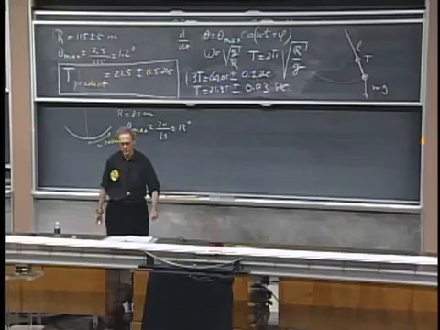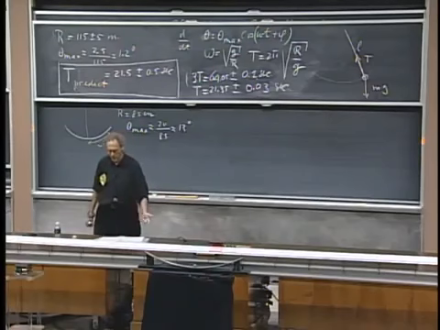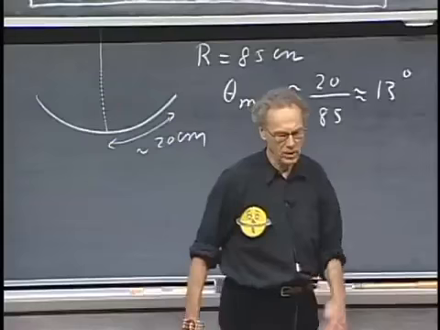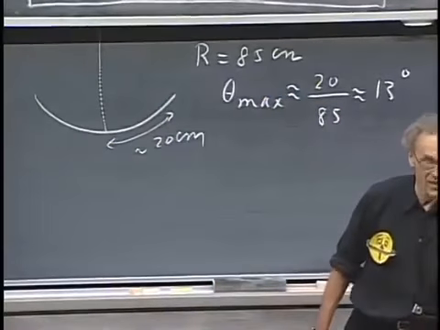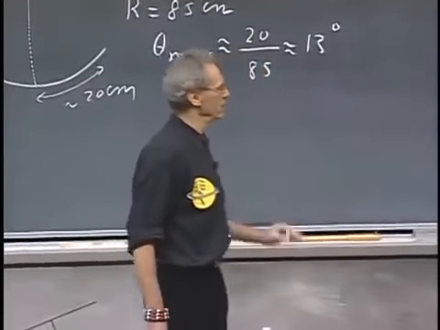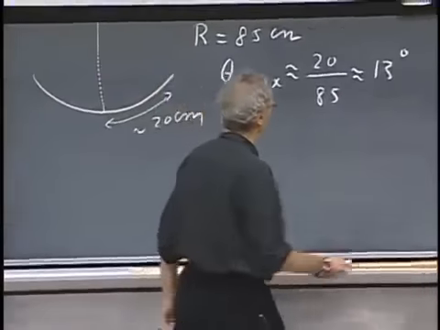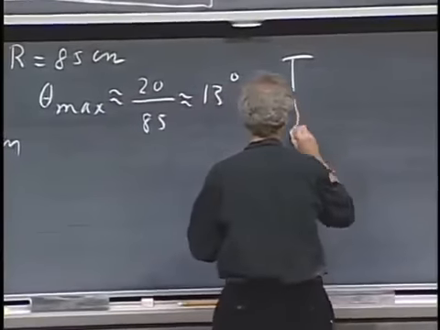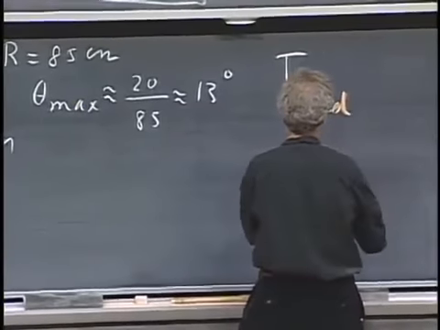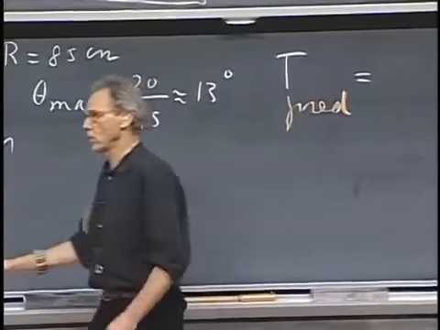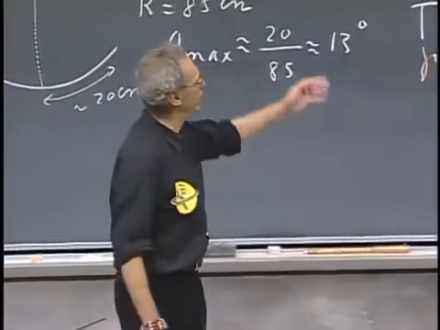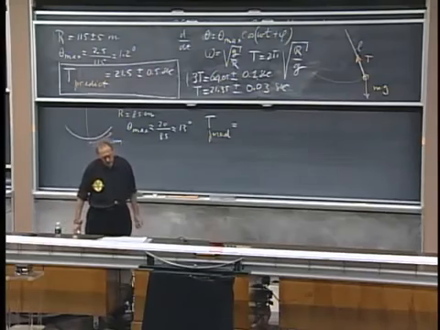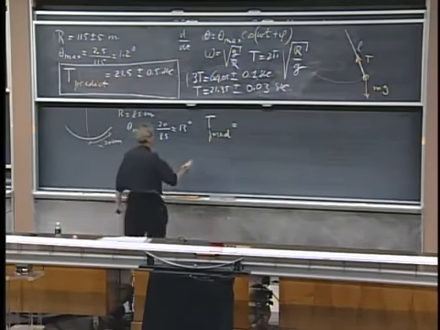13 degrees is not a bad situation, because the difference between the cosine theta and 1 minus theta squared over 2 is less than 0.01%. It's that small. So I can make a prediction of the period of this oscillation. You take 2 pi times the square root of R over g, and you find 1.85.